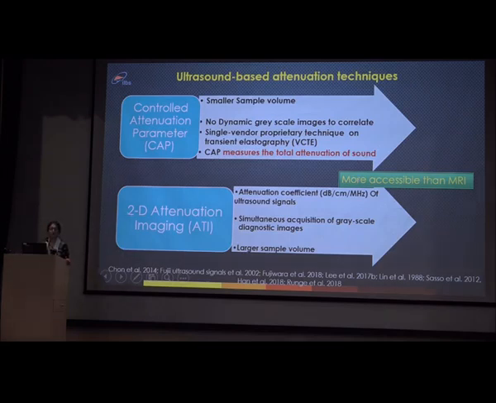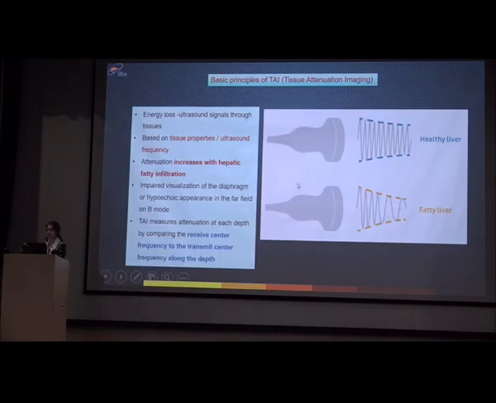And now what we're going to talk about is what is an improvement on this technique, which is a 2D attenuation imaging. I'm going to come to that slowly. Simultaneous acquisition of grayscale with attenuation parameter of what you get on a FibroScan. Actually, if you combine the two, it's called attenuation imaging on ultrasound. This has definitely got a larger sample volume because you can see the entire liver.